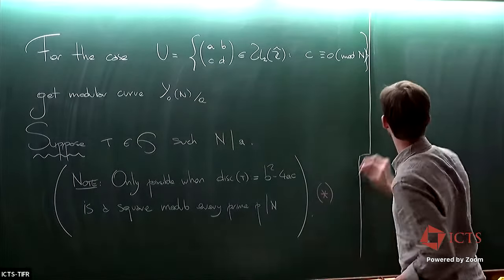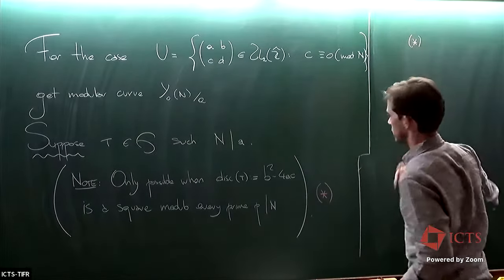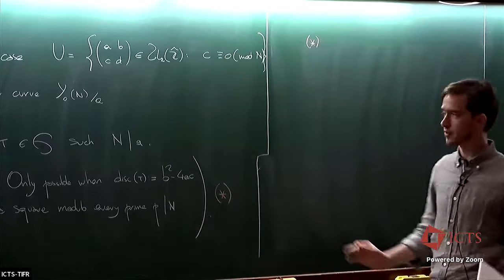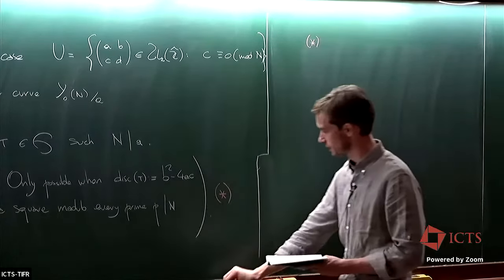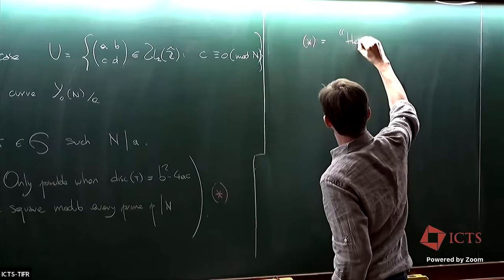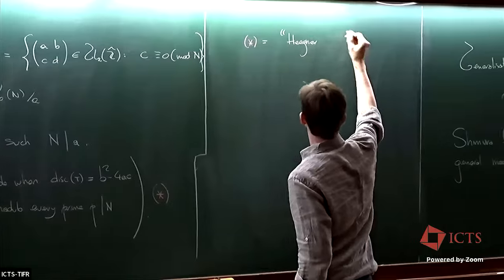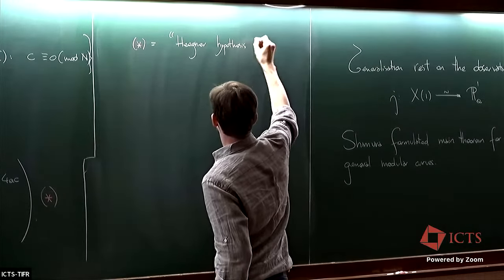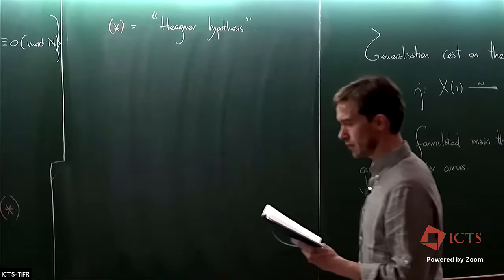Okay, so star. It's a hypothesis about the discriminant and n. Yeah? So it's two integers and they have to satisfy some sort of compatibility. We'll refer to that as the Heegner hypothesis.